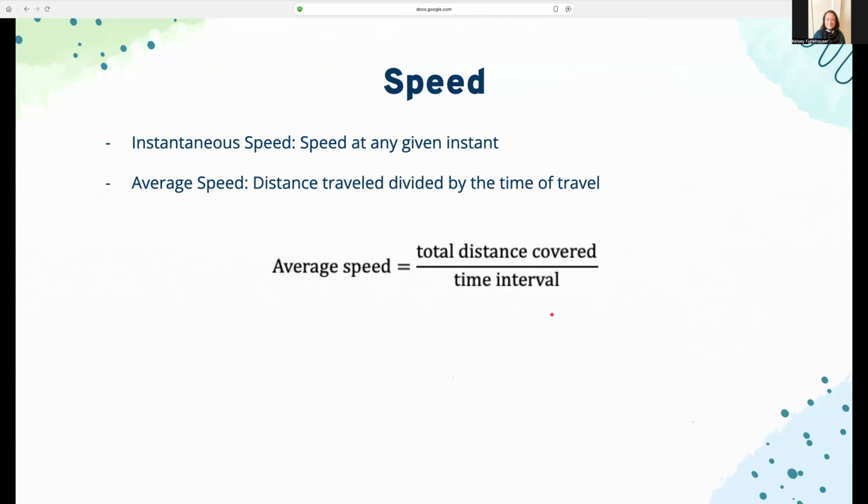So there's a couple different kinds of speed. There's instantaneous speed, so that's the speed at any given instant of time. And then there's average speed. And that one's going to be the distance traveled divided by the time of travel. So generally, most likely we're going to be finding average speed because we'll look at the total distance we traveled and divide it by however long it took us to travel that distance, or whatever's traveling.